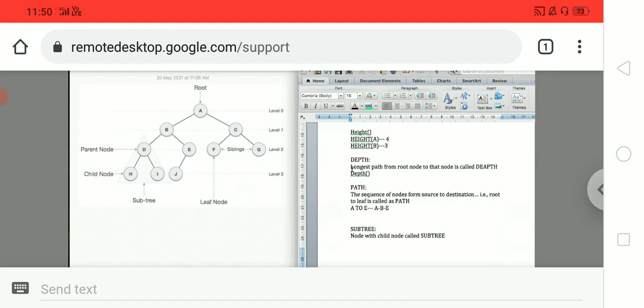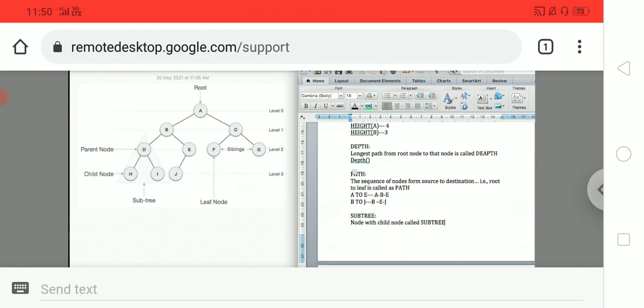Now I would like to find out the path between B to J. So how will it be traveled? From B to E, E to J. So in this way we can find out the path of particular nodes.